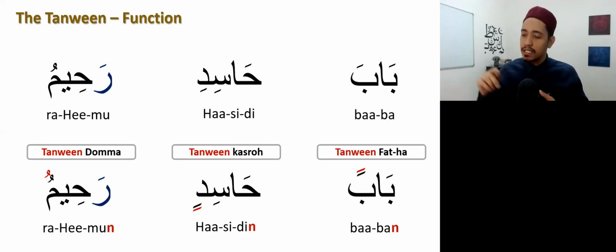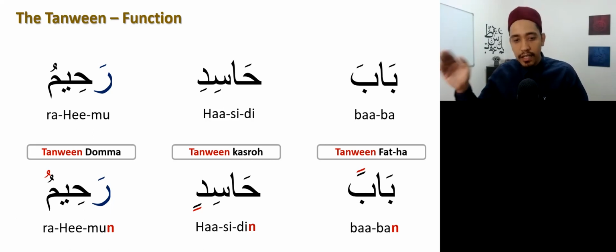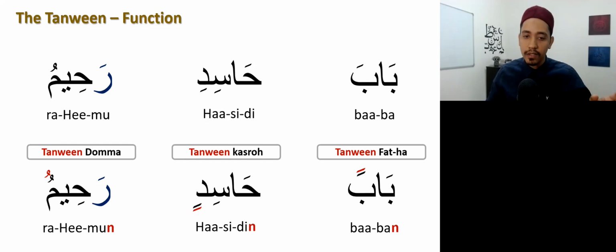So many times, so they just got tired of writing in every time. Someone came up with an idea: let's not write in every single time. Let's just look at the last letter. If it has a fatha, let's add another fatha. Baban. If it has a kasra, just add another kasra. If it has a dhamma, just add another dhamma, and that will represent the in sound at the end. So in summary, that's the wisdom behind the tanween.